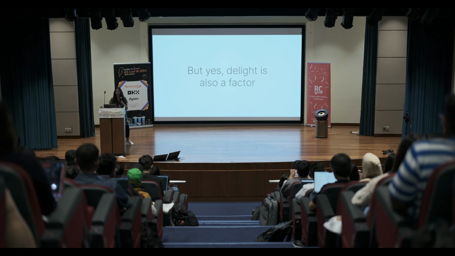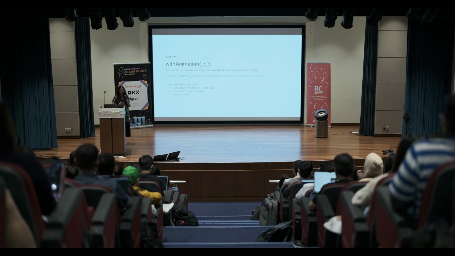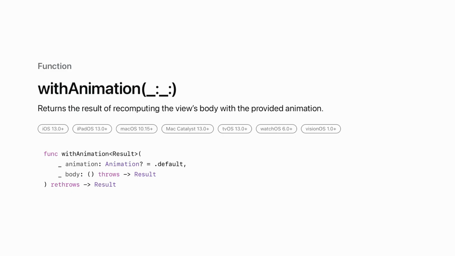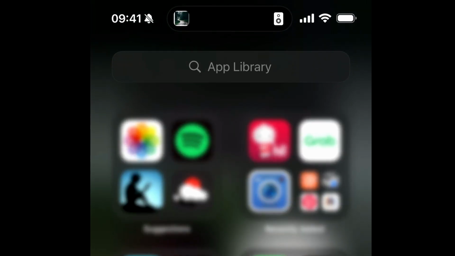That being said, delight is also a factor. However, animation can do so much more. So when we think about our basic withAnimation function, why does it fall short from time to time when we're trying to achieve all the things that we just looked at in terms of animating with SwiftUI?